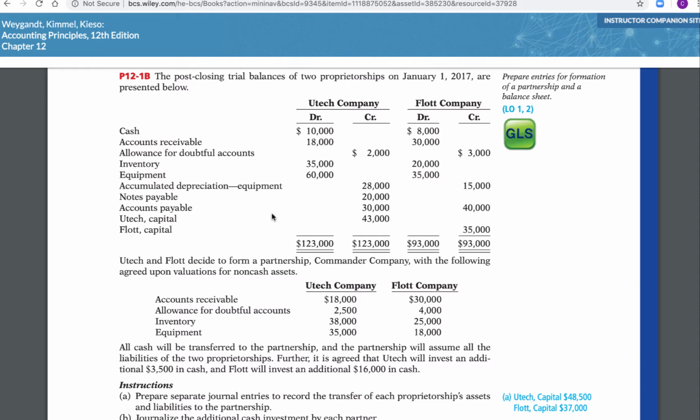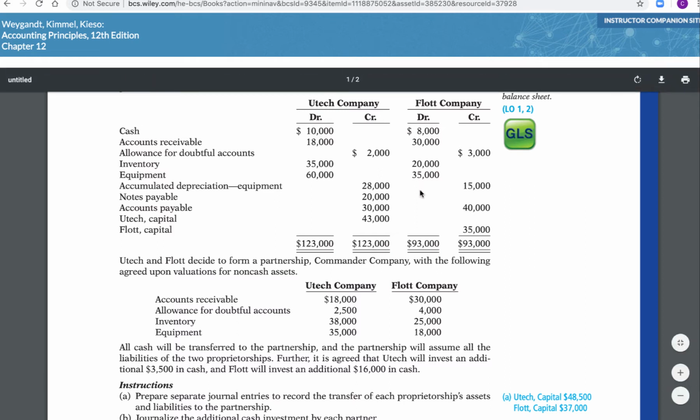Okay. So in this video, we're going to work on problem 12-1B, which is identical to your homework problem 12-1A. What we have here is a post-closing trial balance for two proprietorships on January 1st, 2017. And they give us all the numbers. These are the book numbers that they give us.